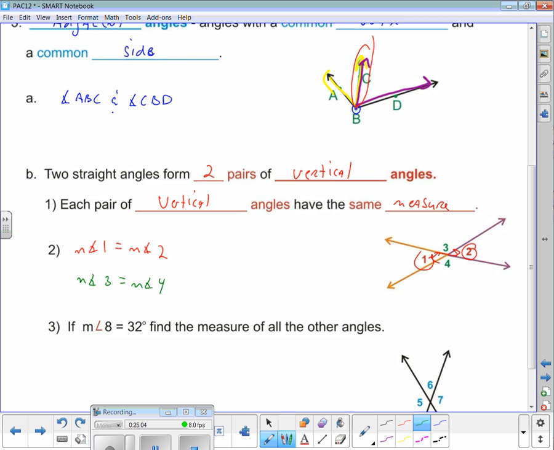Here's a term that we don't really have in our notes, but I'm going to give you this term. Two angles, when their measures are the same, are called congruent. Anybody ever heard that term before? Congruent? Okay. By the way, the symbol you may have seen before is an equal sign with a tilde over top. This is a congruent symbol.